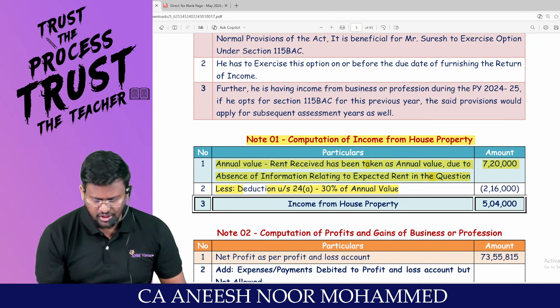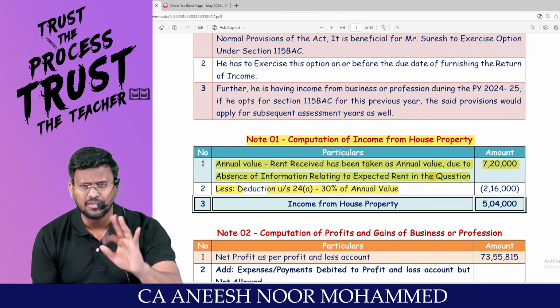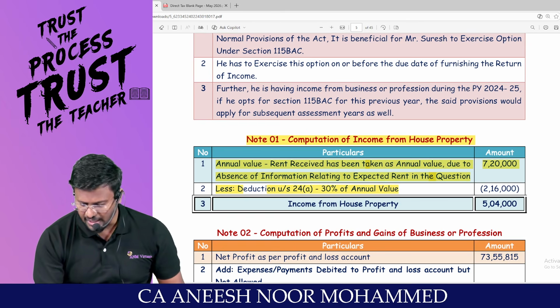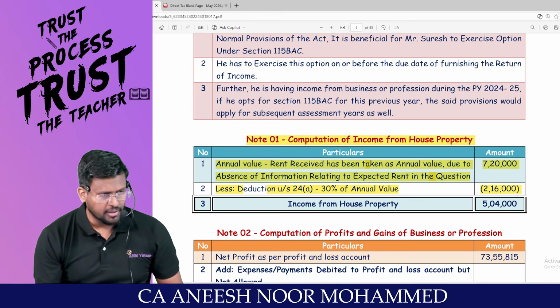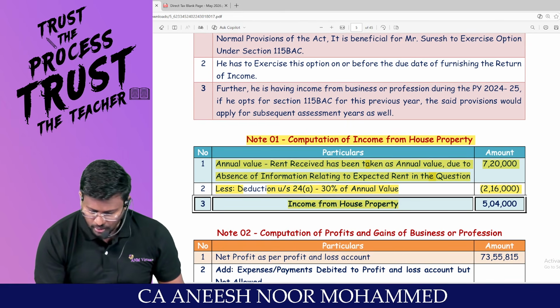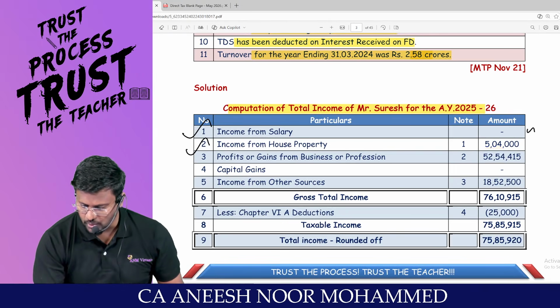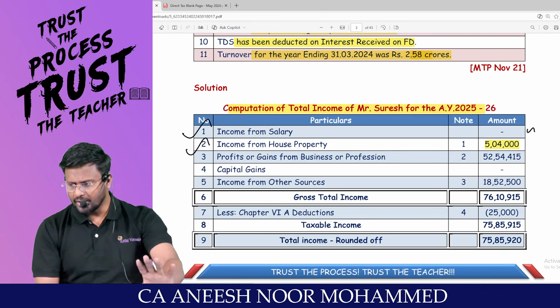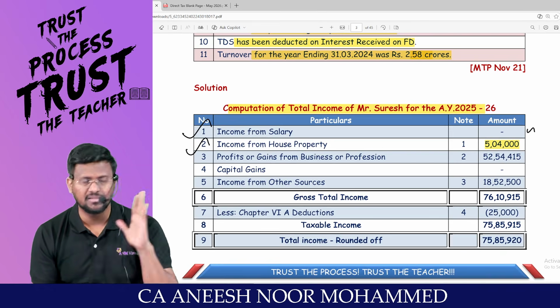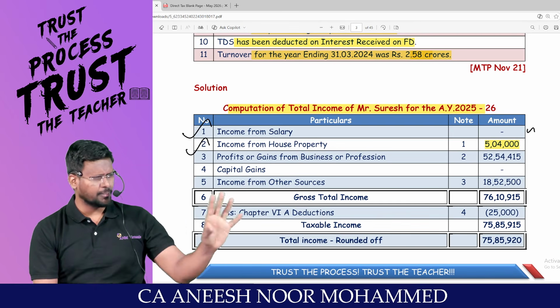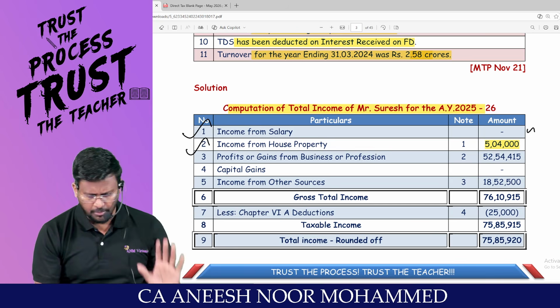Less deduction under section 24A: 30% of net annual value. 30% of 7,20,000 gives you 2,16,000. So the taxable income from house property will be 5,04,000. A very easy item to handle, and you can get 1 or 2 marks there. You just have to remove it from PGBP and calculate the income from house property.